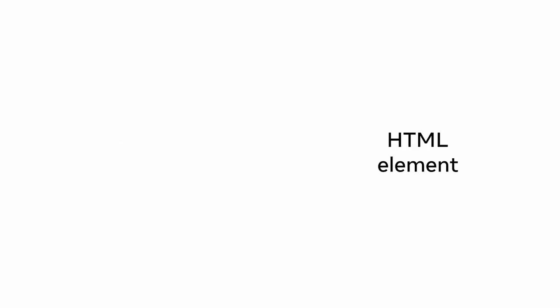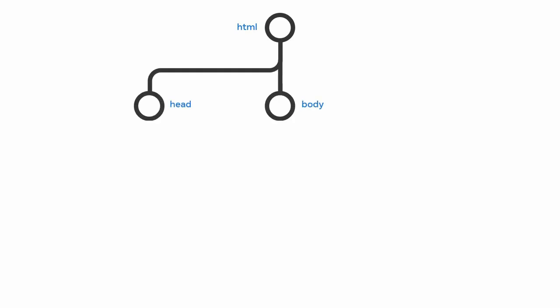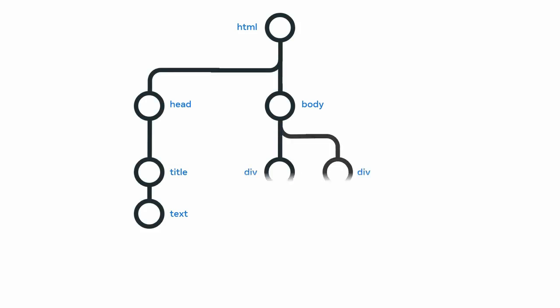Okay, now let me guide you through how a DOM would be generated. The DOM has a series of objects, each representing a single HTML element. At the root of the DOM is the HTML object, and it contains the head and body object. From there, the head object houses the title object, and the title object contains its text object. The body object contains the two div objects.